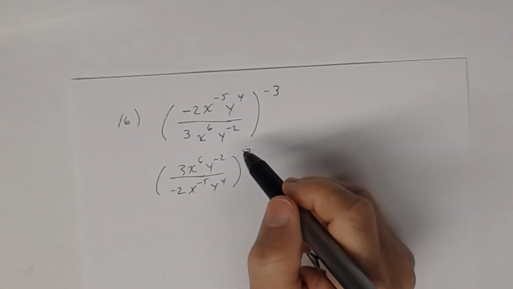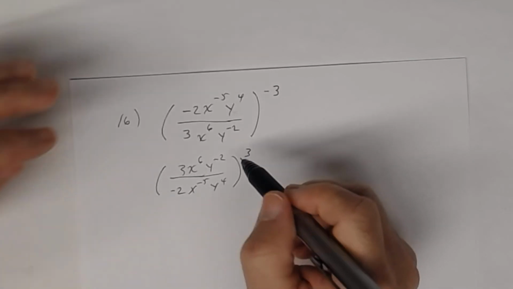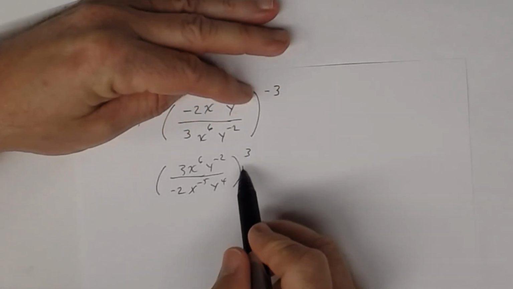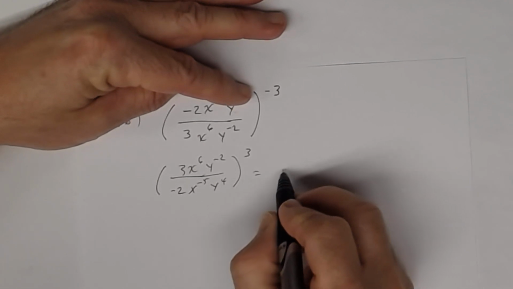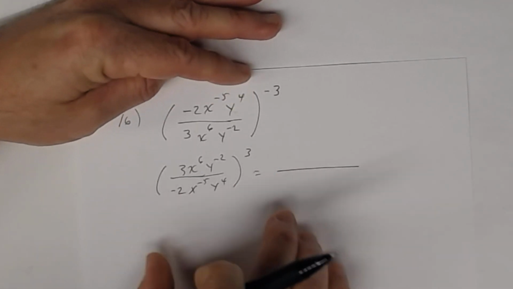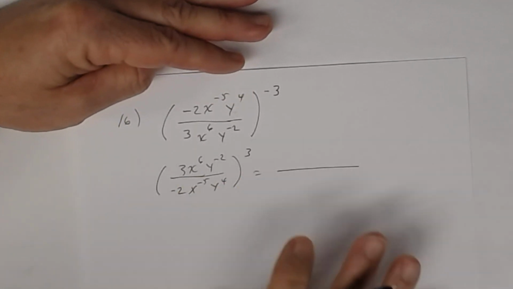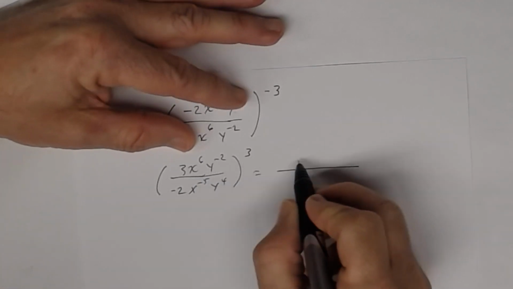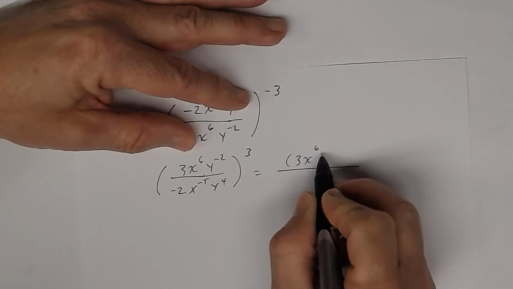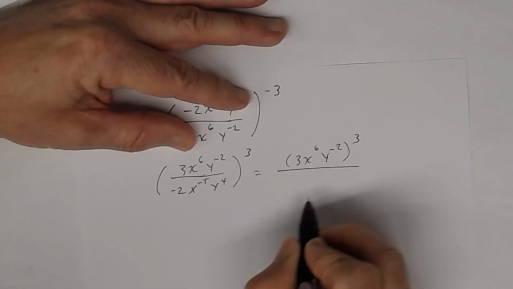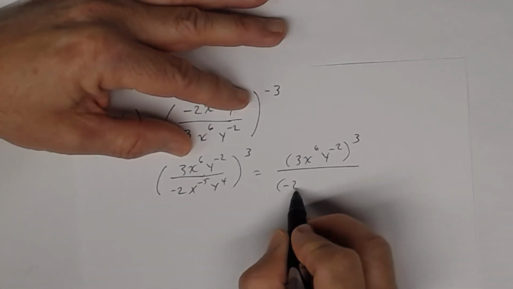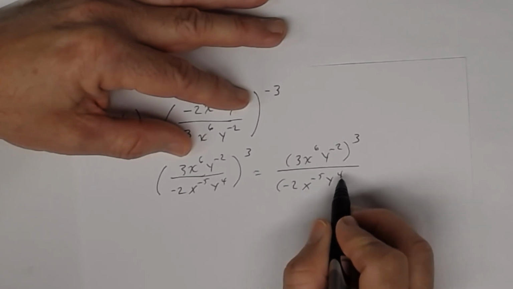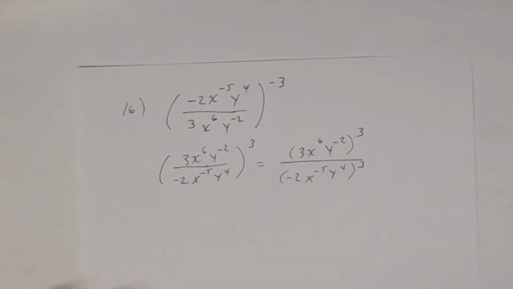Okay. Now, what we've got to do next is we're taking the power of a quotient. This is a pretty long one because it involves quite a few of those properties. So then I'm going to take the numerator, raised to that power. So 3x to the 6th, y to negative 2nd, raised to the 3rd. And the denominator as well. Negative 2x to the negative 5th, y to the 4th, raised to the 3rd, just like this.